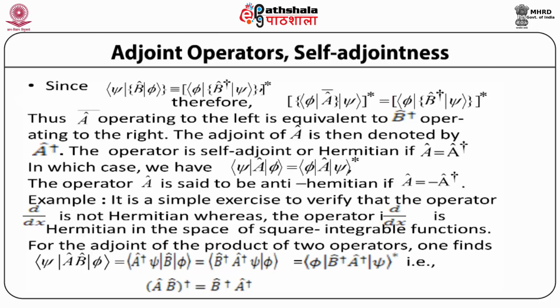For the adjoint of the product of two operators, one finds that bra vector psi, operator A into operator B acting on ket vector phi, is equal to bra vector operator A dagger acting on psi, operator B acting on ket vector phi, is equal to bra vector operator B dagger operator A dagger acting on phi ket vector psi, is equal to bra vector phi operator B dagger operator A dagger acting on ket vector psi, the whole complex conjugate.